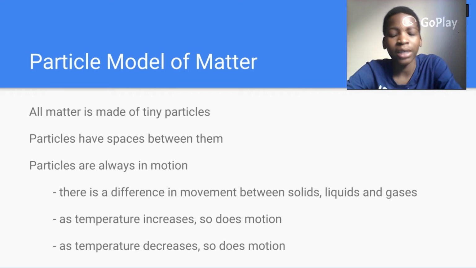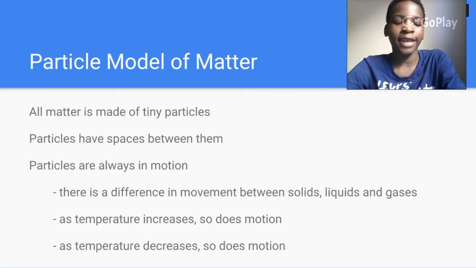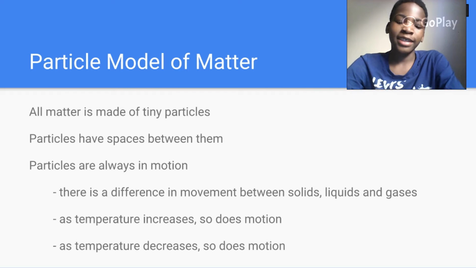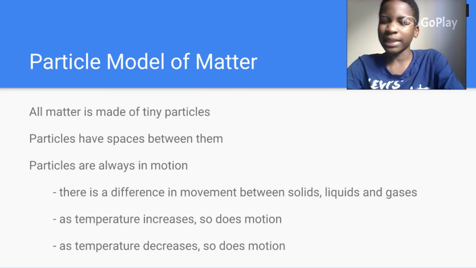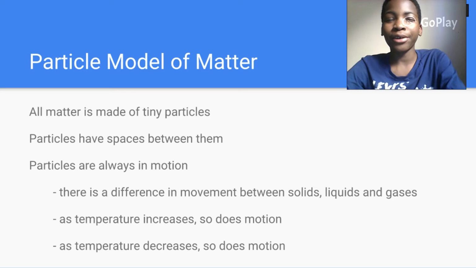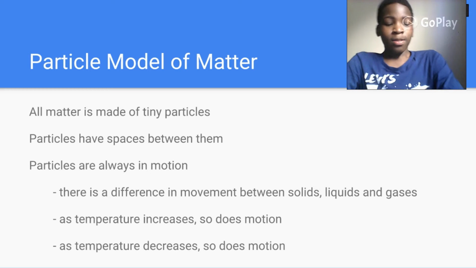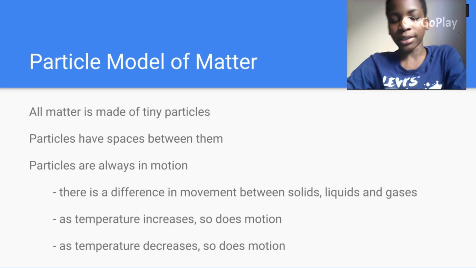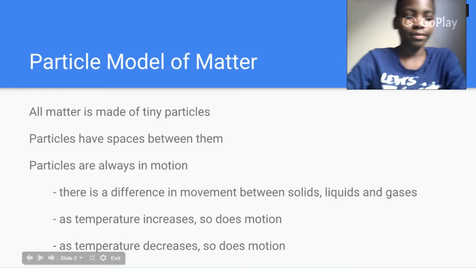There's a difference in movement between solids, liquids, and gases, and I'm pretty sure everybody knows what a liquid, solid, and a gas is, right? Gases have more space in between their particles than any other substance, and then next come liquids and then solids. The particles in solids are really close together. That's why they're solid, right? As temperature increases, so does motion, and as temperature decreases, so does motion.